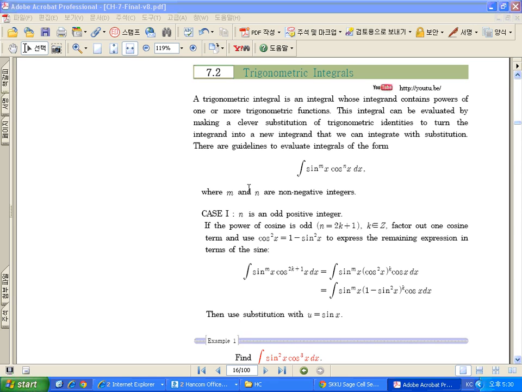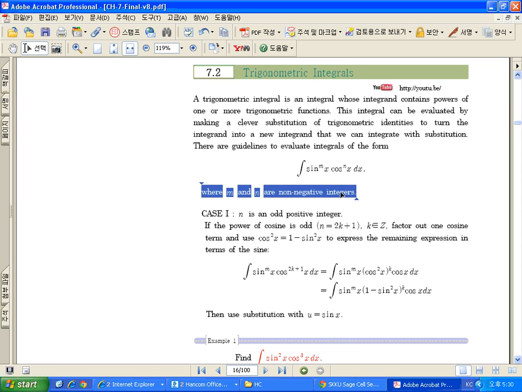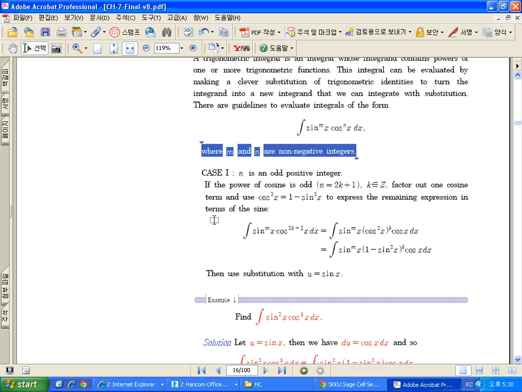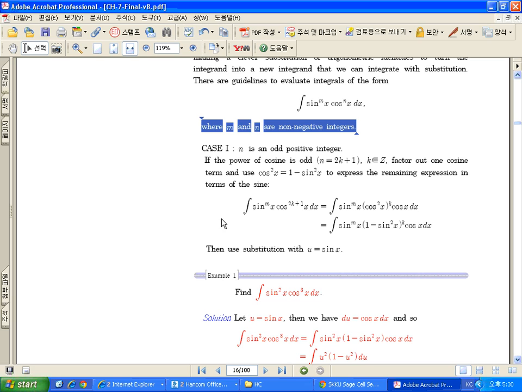Section 7.2 Trigonometric Integrals. A trigonometric integral is an integral whose integrand contains powers of one or more trigonometric functions, such as this, when m and n are non-negative integers. There are cases, so there are techniques for each case.